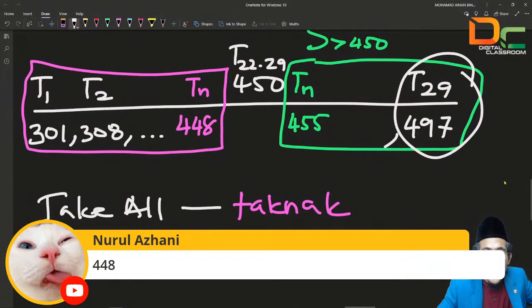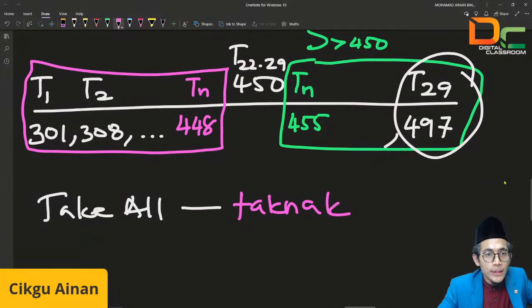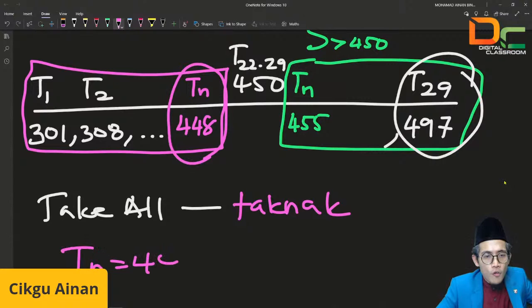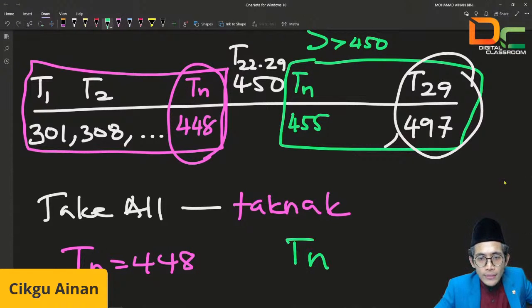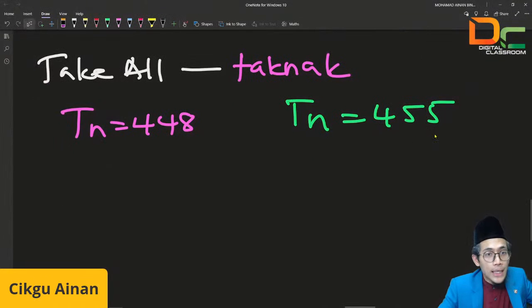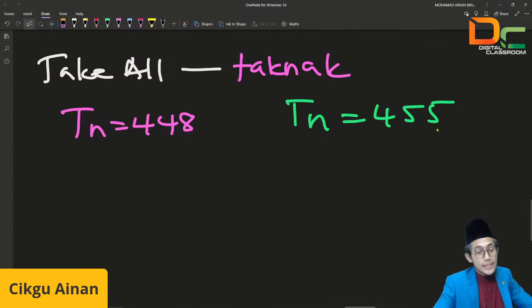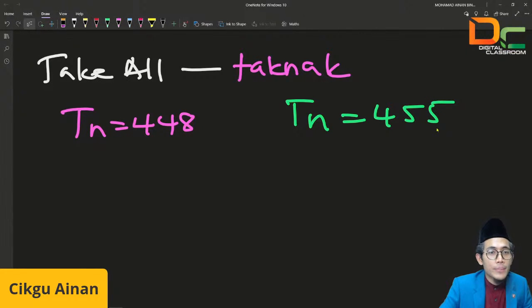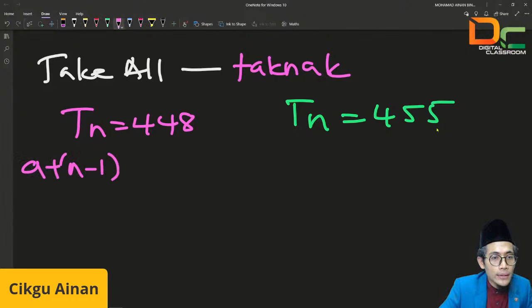This one we have to calculate for this one. Kena kira lah this one. Tn sama dengan 448 and the green one as well. Tn equals 455. Okay. So this one we just apply the same apa tadi? The same formula. Okay, macam biasa. This one is A plus N minus 1.